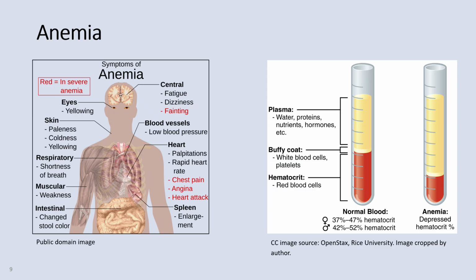The image on the right uses the term hematocrit. This is a measure of the percentage of red blood cells in the total blood volume. This test can be determined in a hospital lab by analyzing a blood sample. The image compares a normal sample with a sample that has a decreased hematocrit due to anemia.